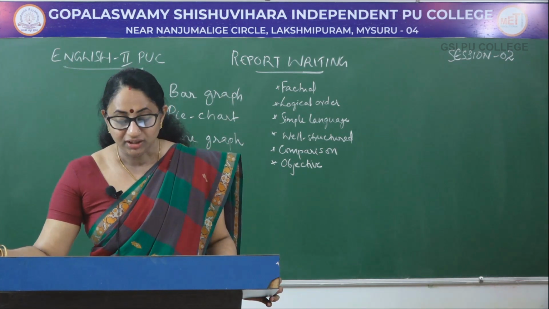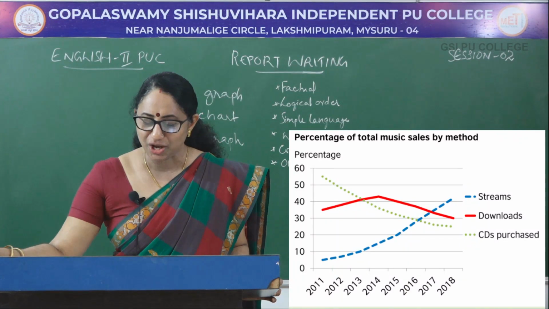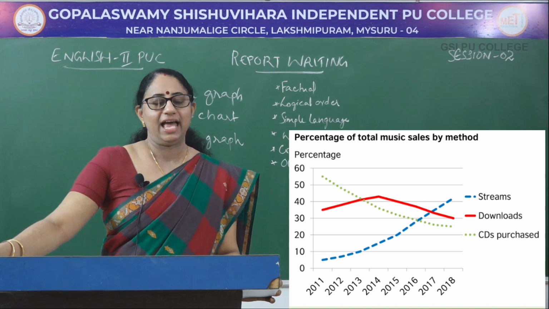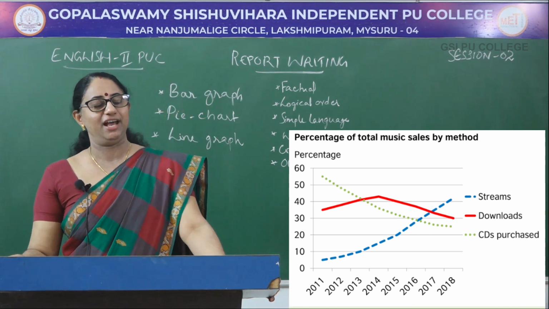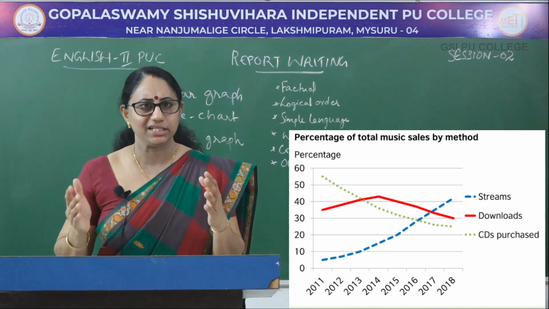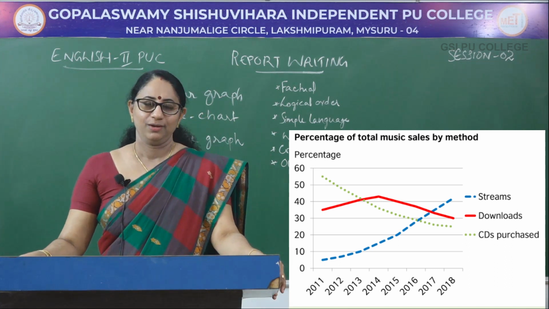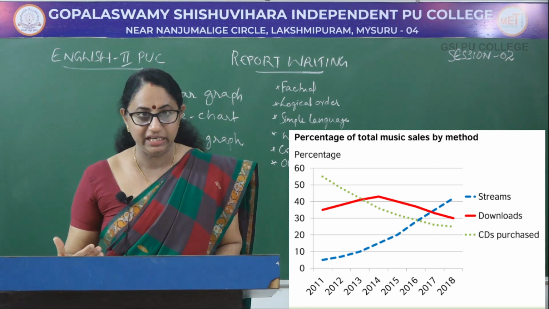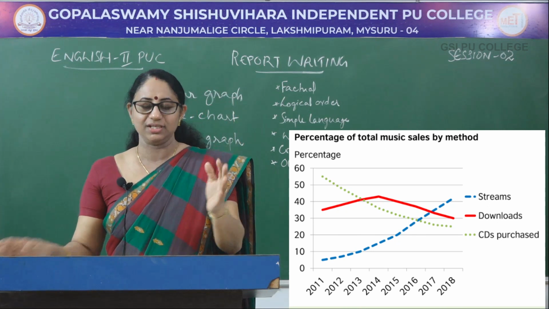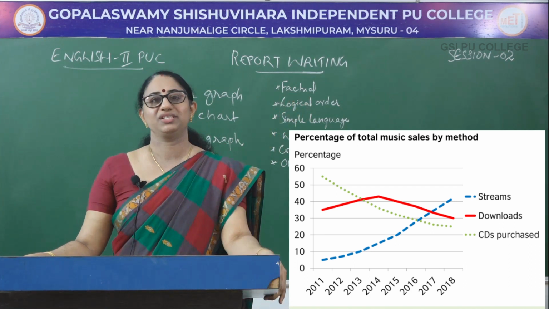The question is, the graph below shows how people buy music. Summarize the information by selecting and reporting the main features and write a report in about 120 words. It's very clear. The question will always be the same. There is a survey conducted and the survey is regarding how people buy music. Do they buy music by means of CDs? See, earlier times there were cassettes. These days cassettes are not there. You have the 3 options as represented on this line graph: CDs, downloads and streams.